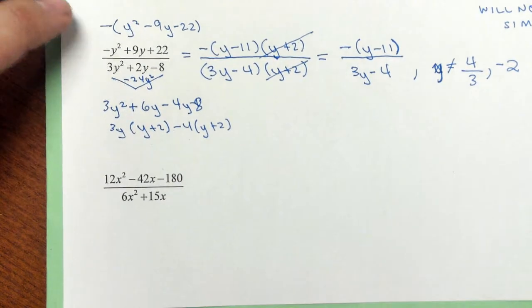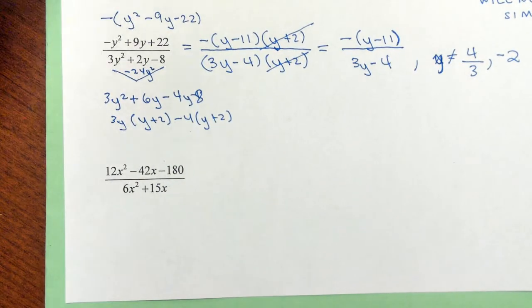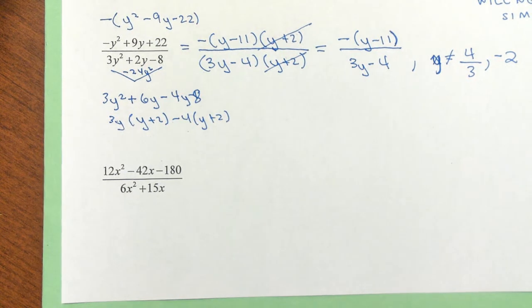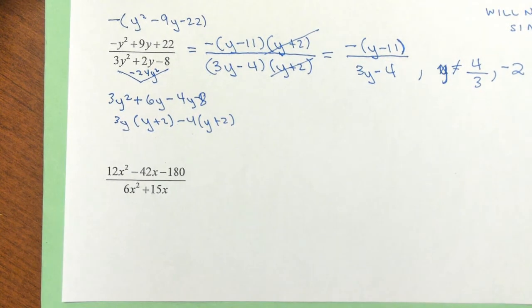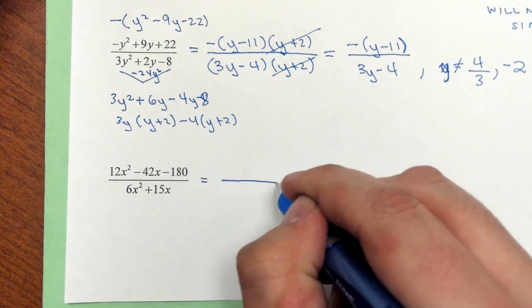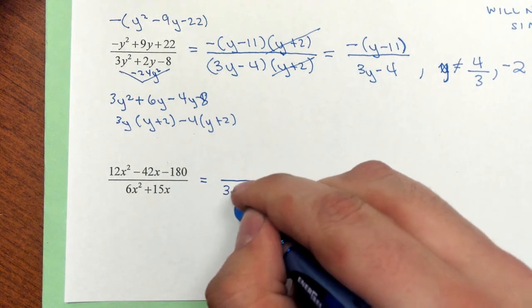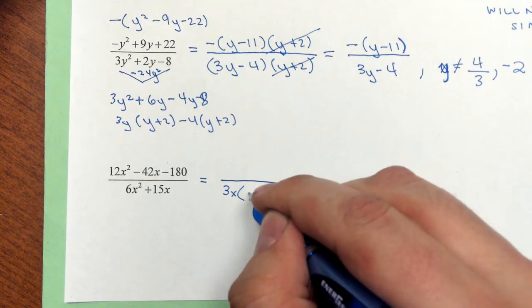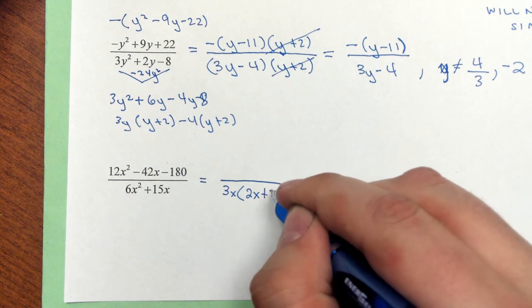Let's do one more example. Here, I have 12x squared minus 42x minus 180 over 6x squared plus 15x. All right. So I can factor the denominator very easily. 6x squared and 15x, the common factor is 3x. I take that out and I will be left with 2x plus 5.